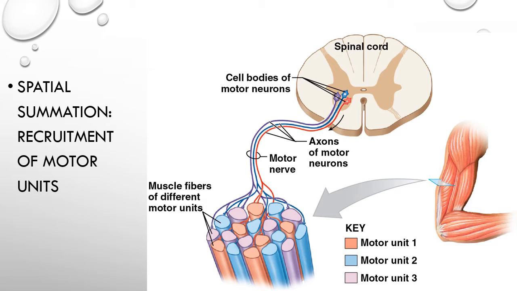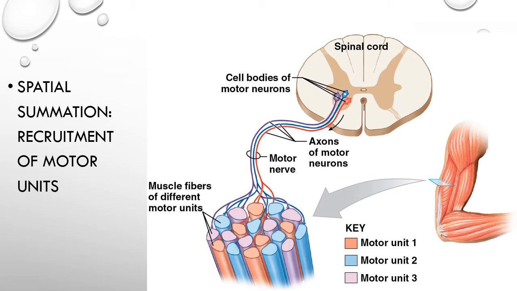And so here we're looking at the triceps muscle. And for spatial summation, we've got, for example, 3 motor units. Each one of those motor units, we can see that they control a different set of cells. They control a different amount within the muscle itself.